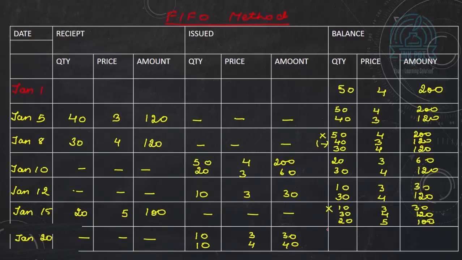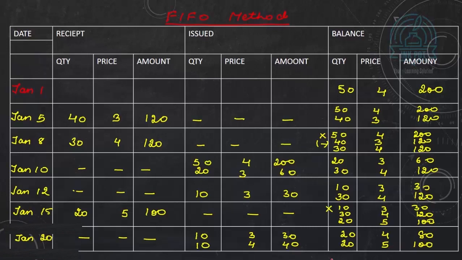Now we have 30 minus 10. It is 20. So I'm going to write here, we have 20 units at the rate of 4, and then we have 20 units at the rate of 5. So 80 is balance here, 100 here. So total 180 is the balance.